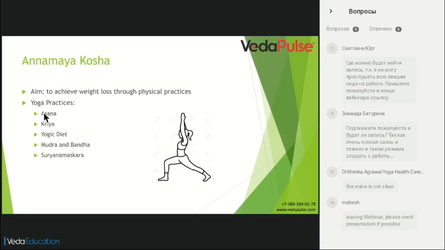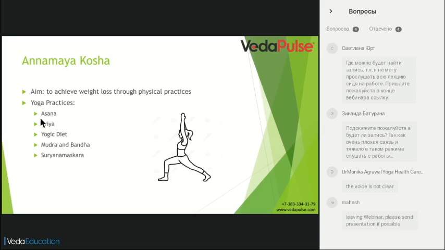So the practices include the practice of different kinds of asanas. And when doing the asanas for obesity, we ensure that we are doing it in a dynamic manner, the rigorous way. И эти практики включают в себя, во-первых, асаны. Асаны, которые выполняются для ожирения, должны быть, как правило, очень динамичными, энергичными.